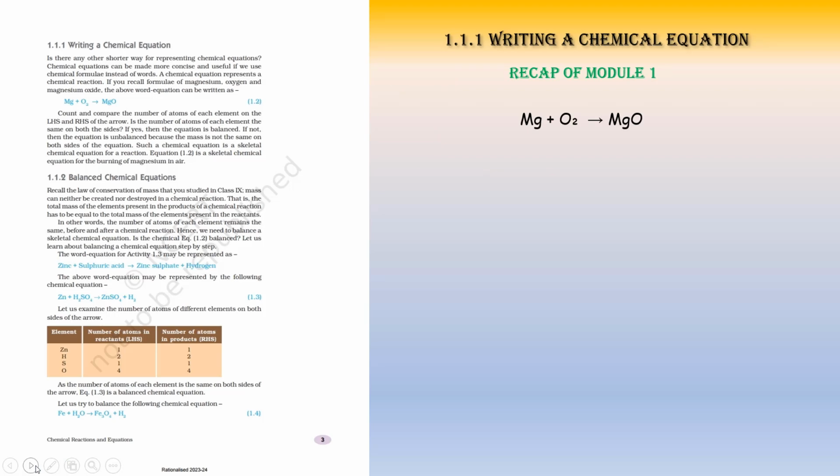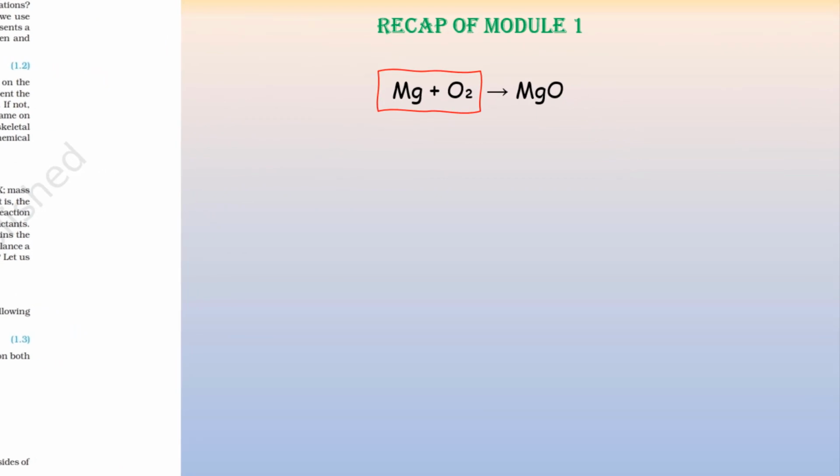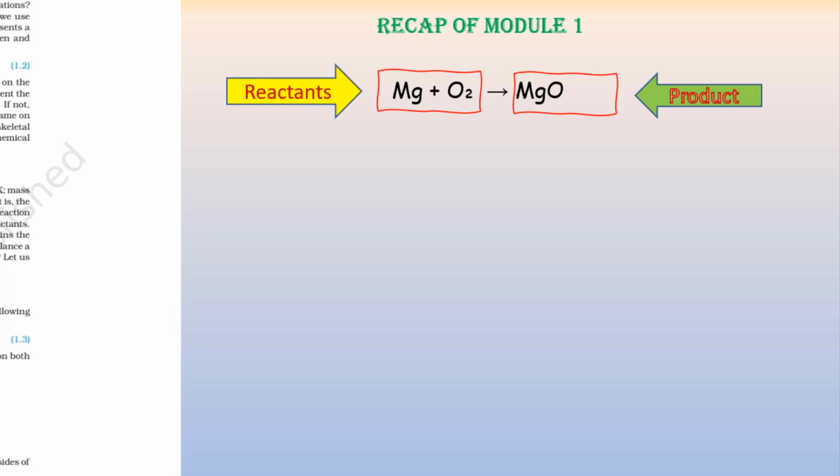This is an equation in which magnesium plus oxygen forms magnesium oxide, and we had already studied that magnesium and oxygen are called the reactants while magnesium oxide is called the product. If you see the number of atoms on the reactants and the product side, you feel there is a mismatch. On the reactant side, there are 2 atoms of oxygen, while in the product there is only 1 atom. Such equations in which the number of atoms are not the same on the reactants and the product sides are called a skeletal equation. That means it is the basic equation just before you have balanced them.